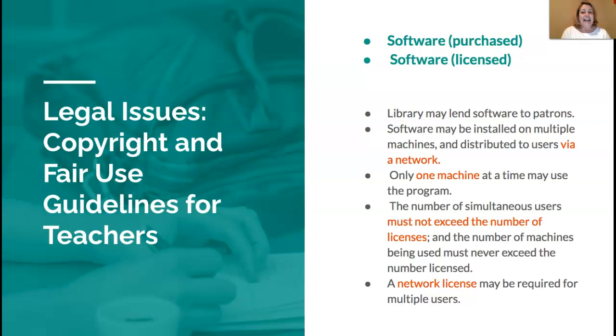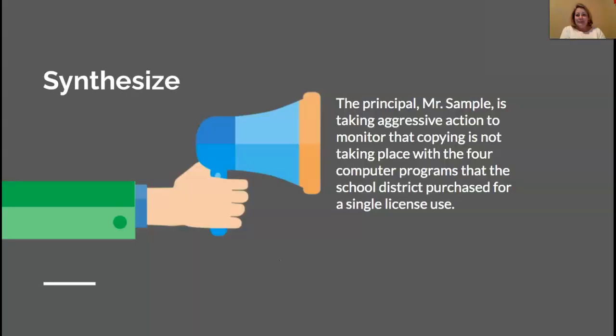The legal issue at hand is the copyright and fair use guidelines for teachers. With the copyright law, schools are allowed to purchase licensed software. And if you're a library, you'll be able to lend the software to patrons. Software can be installed on multiple machines and distributed via a network. One machine at a time may use the computer program, and the number of licenses may not exceed the number of machines that it's being used for. A network license may be required for multiple users.